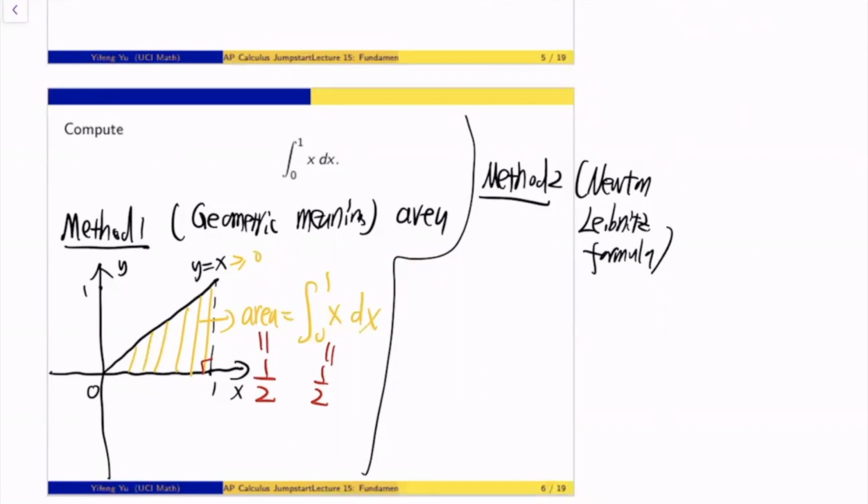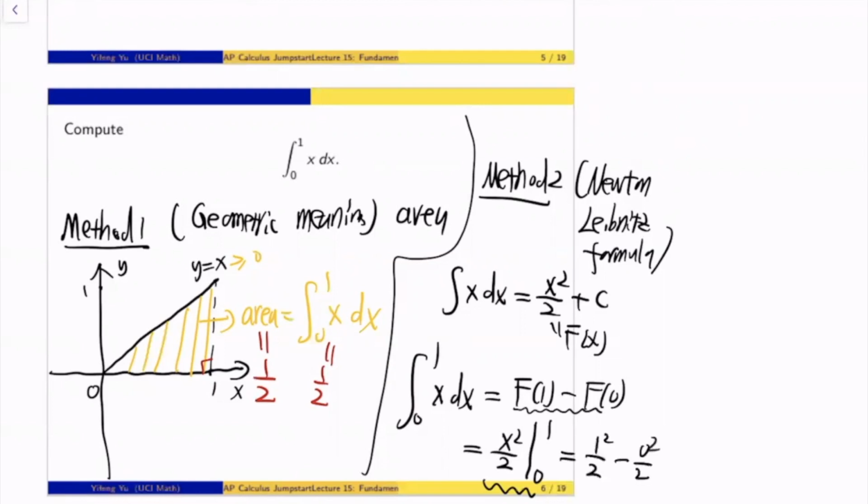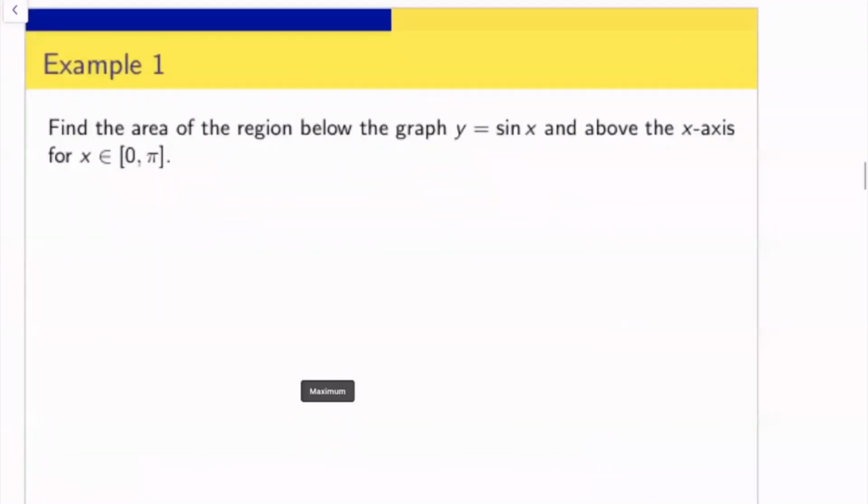Okay, if we use method 2, then the antiderivative of x is x squared over 2 plus a constant. So this will be my F(x). And then the integral of x dx just equals F(1) minus F(0). Very often we write this as x squared over 2 evaluated at the endpoints. This is just a common way to represent the difference of these two. So then we get (1 squared minus 0 squared) over 2, and again we get 1/2. So they match.